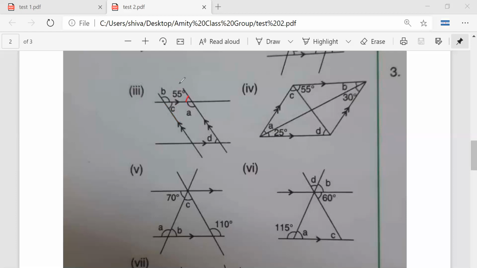So for example, if this is 55 degrees, this is 55 degrees. What you are saying is that this angle should be equal to 180 minus 55. That is also correct. Absolutely correct. So 125 degrees. Mr. Satya, is it okay? Yes, sir.